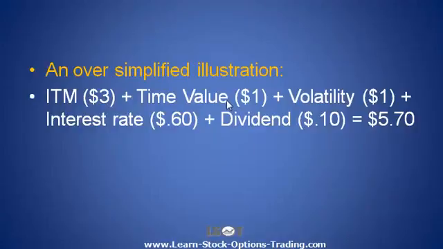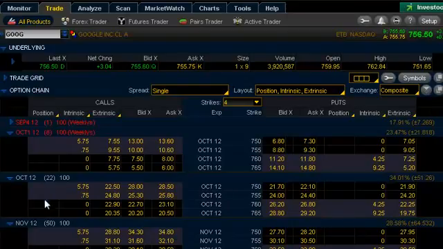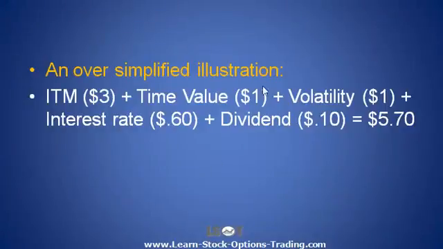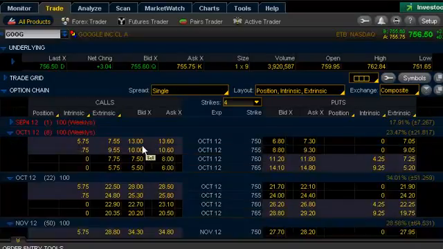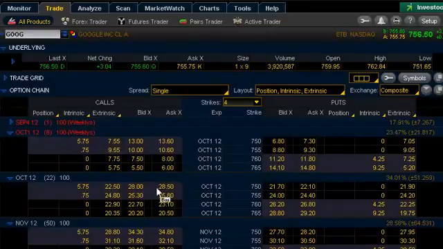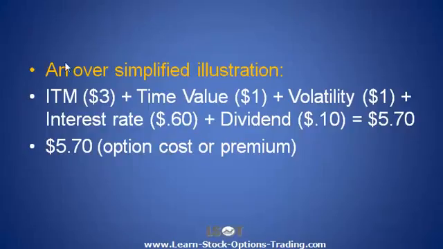Time value. Let's say we have 20, 30, 50 days left until the option expires. That's going to give a dollar value and attach it to the premium, plus volatility, interest rates, dividends, and you're going to add all those together. You're going to get a price, so $5.70. So that $5.70 will be the option's cost or premium. Again, what we showed you here in the beginning, this $8 right here. So this is an example of all the things that are comprised in that $8.